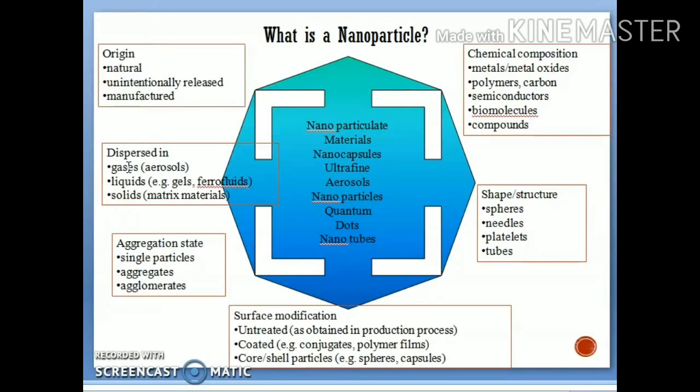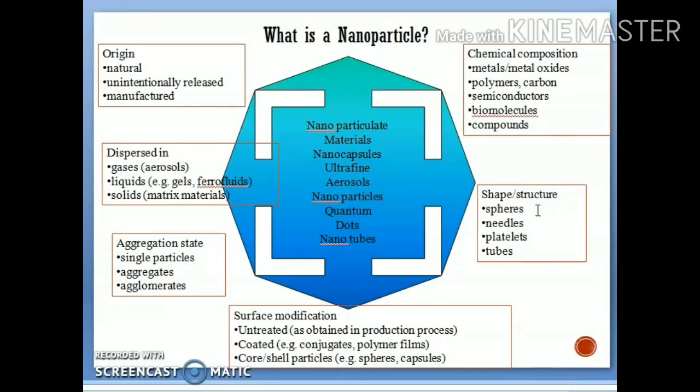Let us now discuss the different shapes and structures of nanoparticles. The shape of nanoparticles may be spheres, needles, platelets, or tubes. For example, carbon nanotubes, and for spheres we can take the example of fullerenes. Surface modification is also possible in nanoparticles.